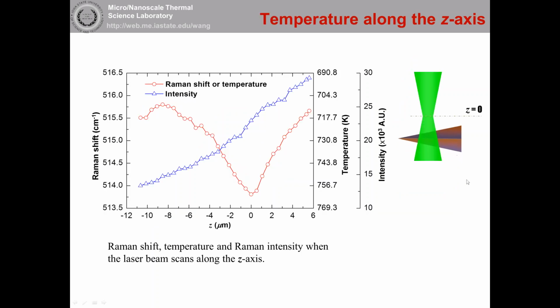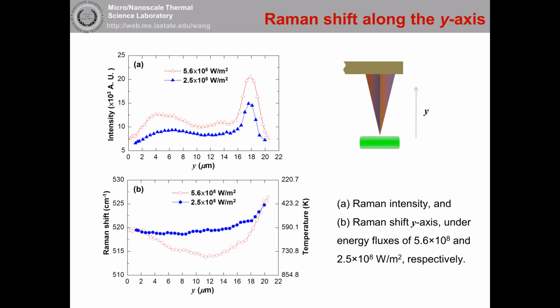First, we shift the tip from the bottom to the top to check the temperature rise of the tip. So you can see the temperature rise. When the laser is in the middle of the tip, the temperature rise is the highest, about 756 Kelvin. This shows if we move the laser along the tip, from the peak to the base, how the temperature rise changes.